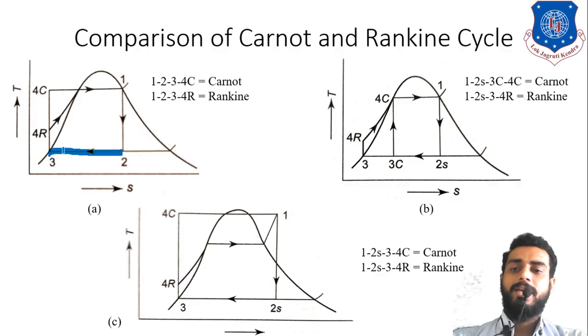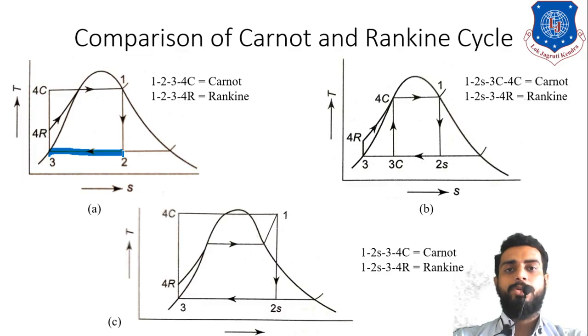So 2 to 3. Same way for Rankine cycle also, heat rejection is 2 to 3, right? So you can say that in diagram A, for both Carnot as well as Rankine cycle, the heat rejection process is the same, right? So if I want to identify the amount of heat rejected, then what shall I do? Remember the first law lectures.